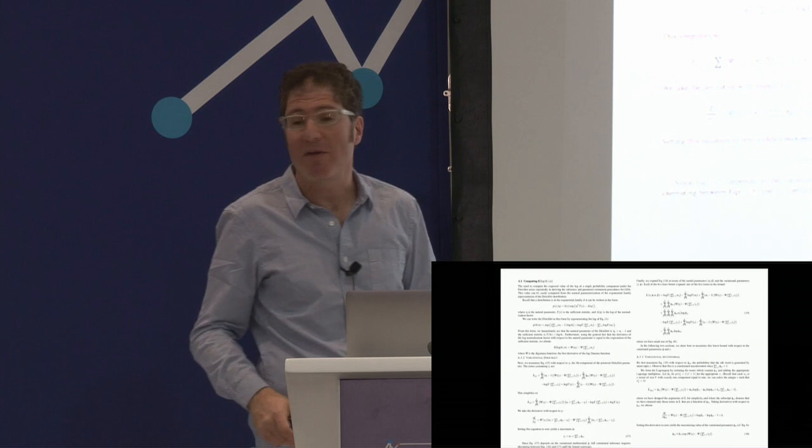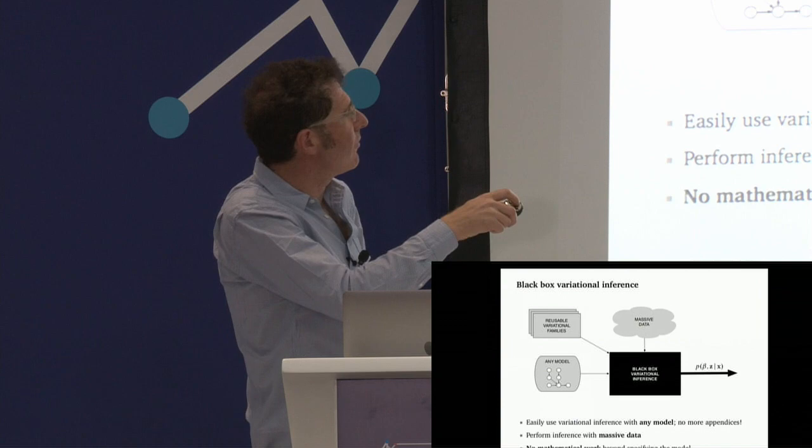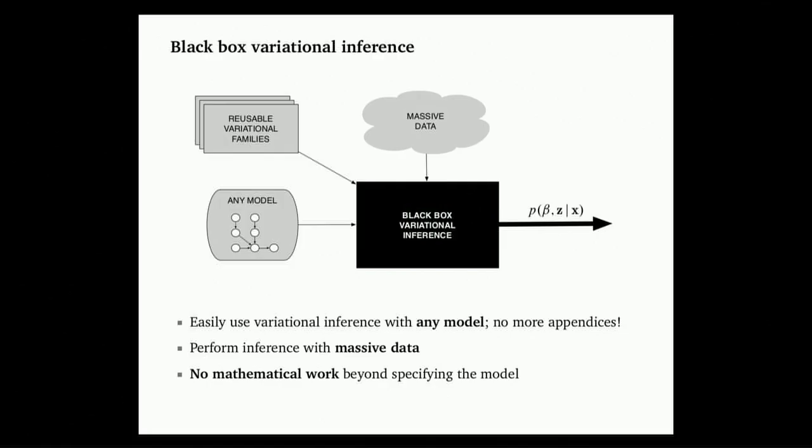Here's a little schematic for what we want. We want any model to go into this picture. We want to be able to reuse variational families. We want to be able to handle massive data, and we want our box to produce for us approximate posteriors through approximate variational posteriors.